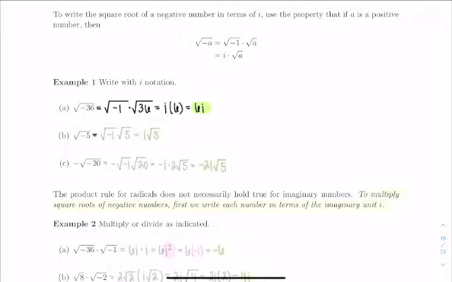For the square root of negative 5, again, we're going to rewrite this as two separate radicals. We have the square root of negative 1 times the square root of 5. And so we end up with i times the square root of 5.